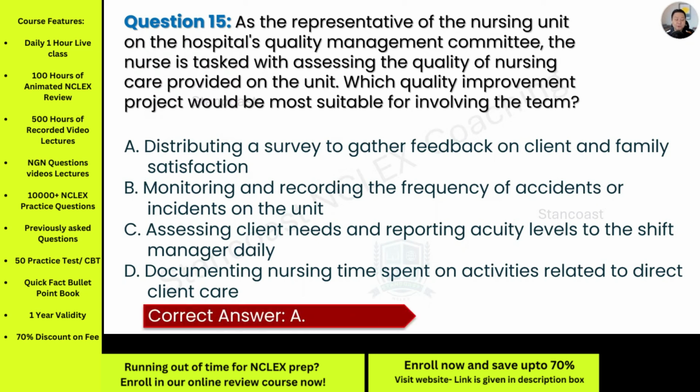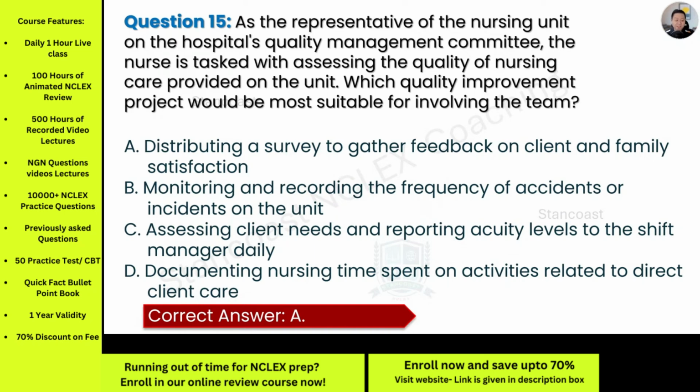The administration or giving of surveys to assess client and family satisfaction is an organized approach to identify and also address gaps in patient care as well as administrative and support services. For letter B, this is an incorrect option. The incident reports that this option is talking about can help identify risk factors, but cannot directly measure the quality of nursing care. The same thing with letter C. Tracking the acuity levels is more relevant for staff allocation rather than quality improvement.